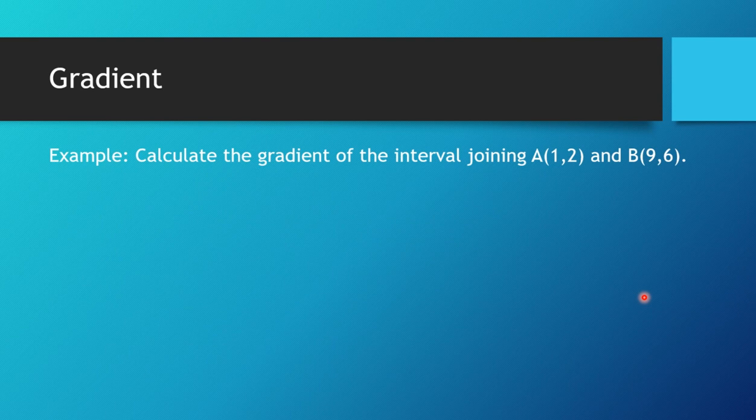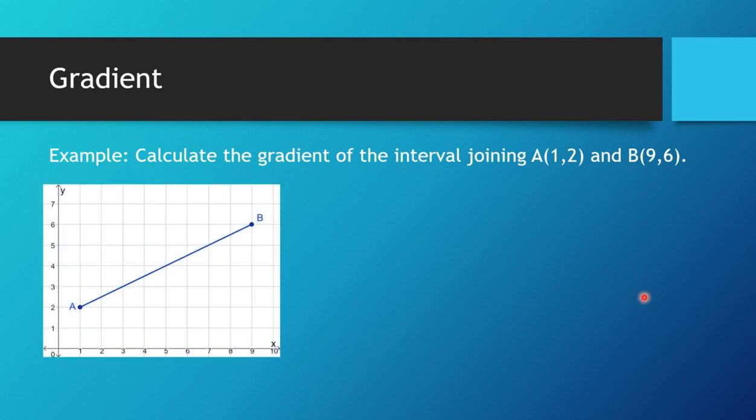Let's look at an example. Let's consider the gradient of the interval joining A and B, the points (1, 2) and (9, 6), as you can see on this diagram off to the left. Because we're talking about the gradient, the slope, the first thing to notice is it's going up. So my final answer is going to be positive. It has a positive gradient, a positive slope.